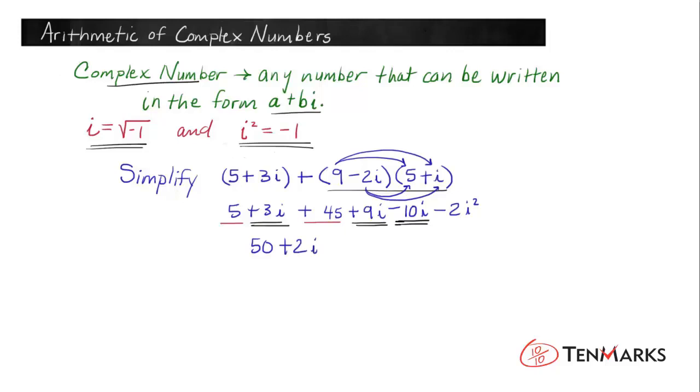Now we still have a minus 2i squared out here. Remember that i squared goes to -1, so it's the same as a -2 times a -1, which is going to give us a plus 2. So we do have one more step. We need to combine these real parts. 50 plus 2 is 52, and then keep our imaginary number here at the end with the 2i. Now we've completely simplified our expression, and our answer is 52 plus 2i.